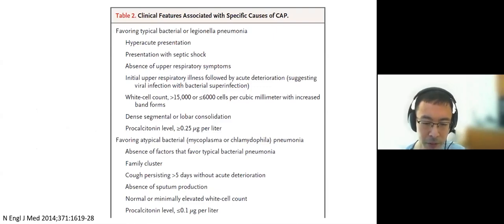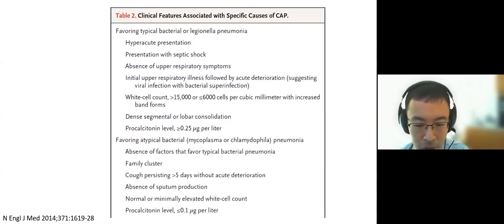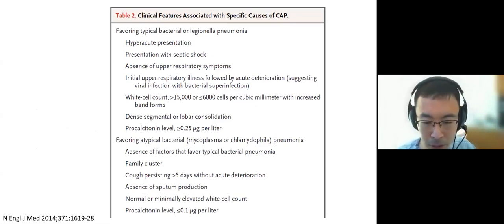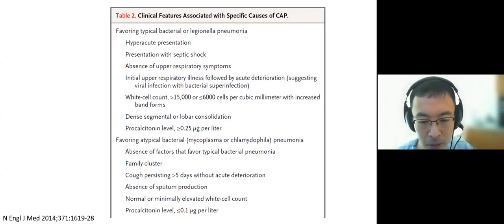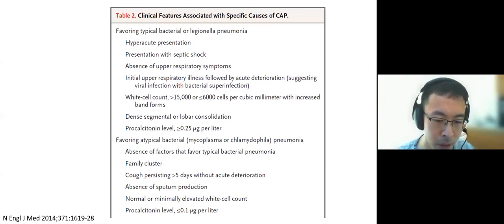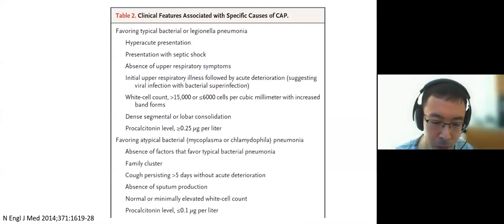And to make things even more confusing, not all bacterial or viral pneumonias behave the same way. A typical bacterial infection caused by strep pneumo can present very acutely, sometimes in septic shock with dense lobar consolidation and leukocytosis. Legionella pneumonia presents similarly, but it can also have extrapulmonary manifestations such as confusion, diarrhea, hyponatremia, and elevated liver enzymes. So you should think about Legionella in patients who smoke, have COPD, are immune compromised, have traveled, or are exposed to cooling towers or whirlpool spas.